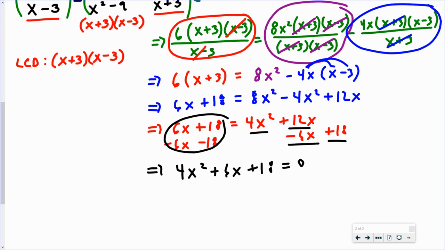So as usual, I'm going to try to solve this by factoring. If you look, there is a greatest common factor of 2. So I'm just going to divide quickly both sides by 2. And this is going to give us 2x squared plus 3x plus, actually, this should be a minus up here, plus 9 equals 0.